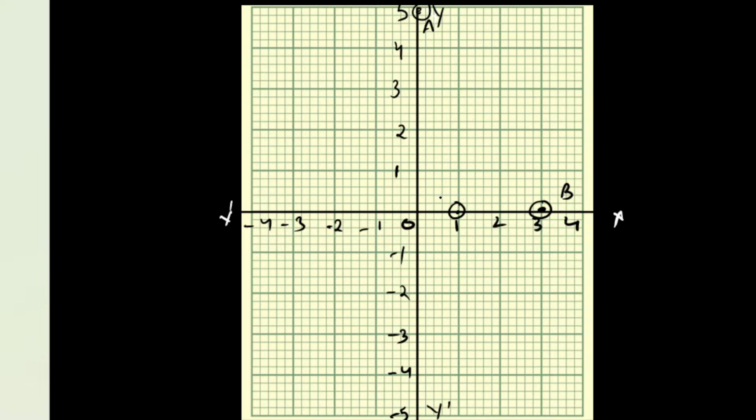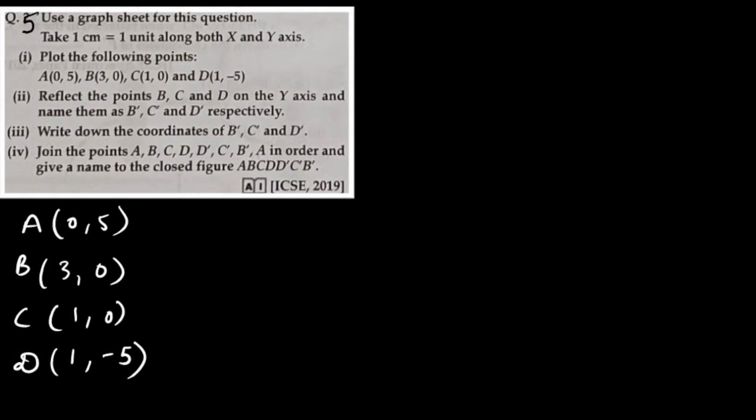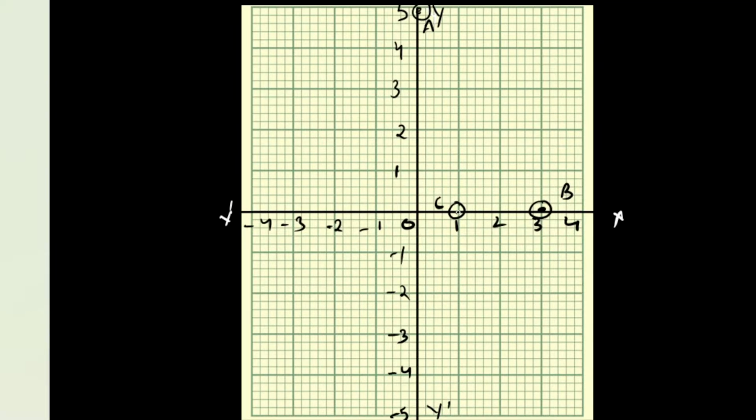C point also lies on x-axis because the value of y is 0 for this one. D is (1, -5). So on the x-axis we have to locate 1 and then go vertically down till -5. So here we have point D.